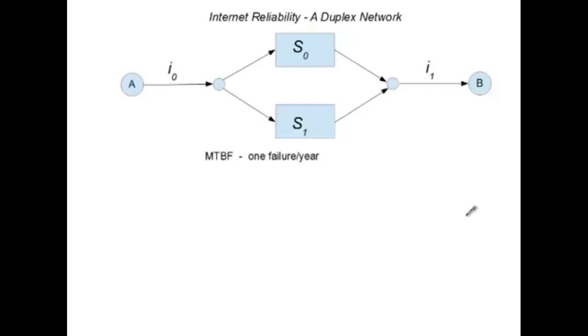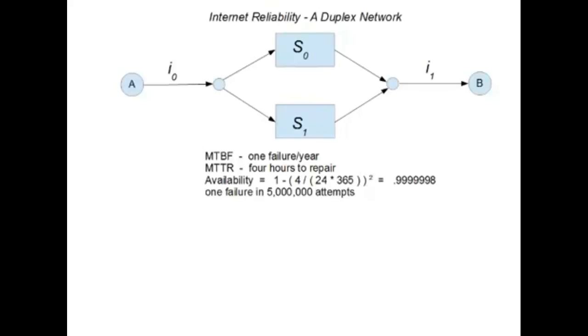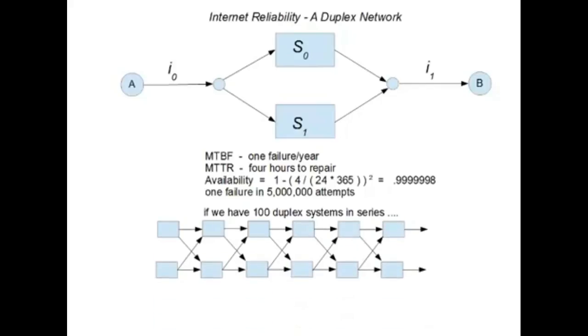So now we have a very different picture of our reliability in our system, and we can find, again, if we assume MTBF of 1 failure per year, and the mean time to repair is 4 hours, our availability now jumps dramatically. Recall before we had 3 9s and an 8, now we have 6 9s and an 8. So it's a much more reliable system because it's the square of the downtime divided by the number of hours in a year rather than just the power of 1. That means we're going to have 1 failure in 5 million attempts with the duplex system.